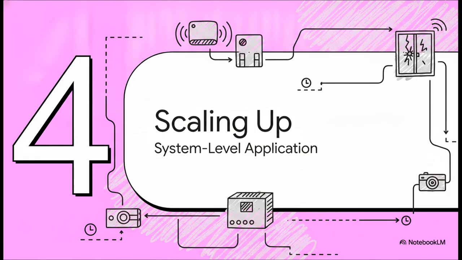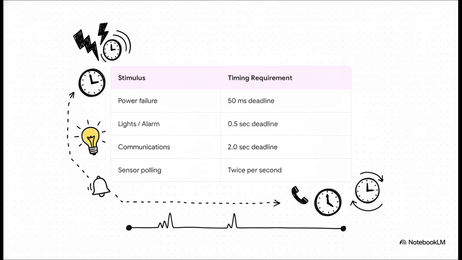But what about scaling up? Let's hit section 4, scaling up, and look at system-level application with burglar alarms. Real-world embedded systems aren't just monitoring one single thing. They are monitoring dozens of stimuli concurrently, and they all have different physical deadlines.